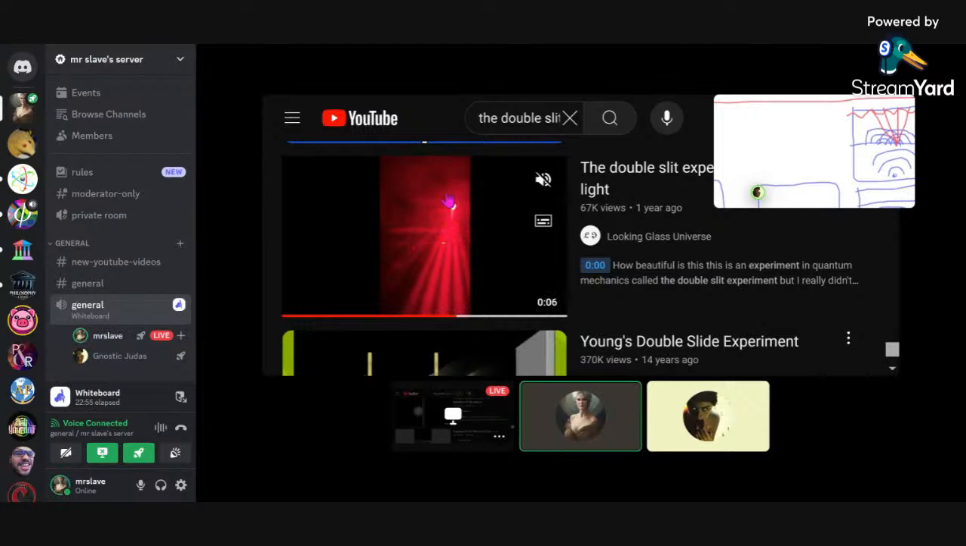Just look at the data. Here is the data in front of us. If it's particles, why, right? It's a single laser beam. She took a $1 laser pointer from the store and put it through two slits. Now it's acting like a wave.